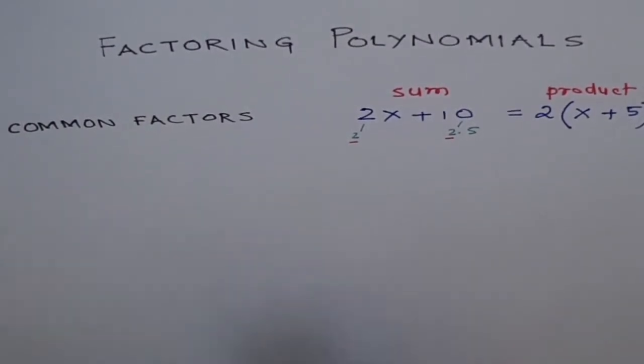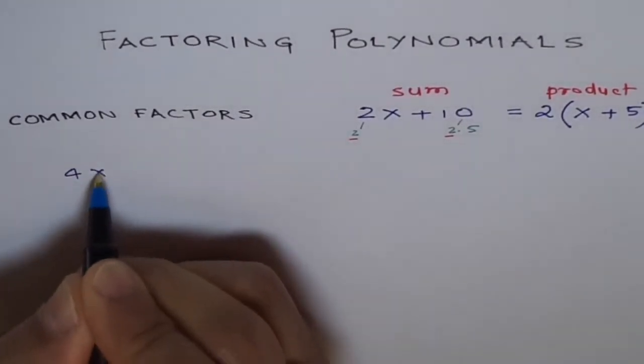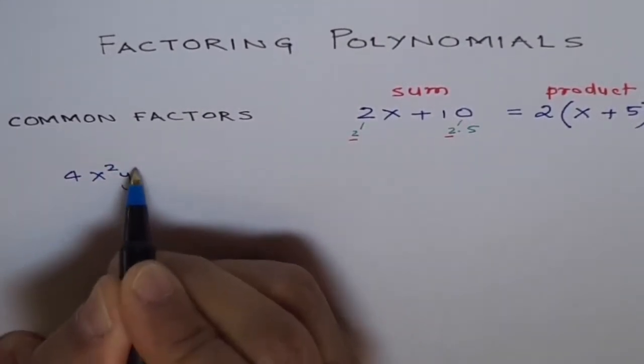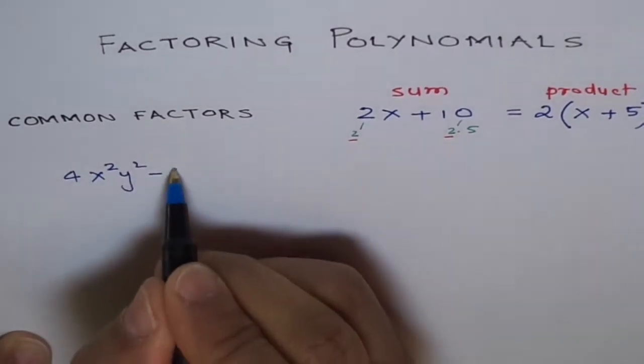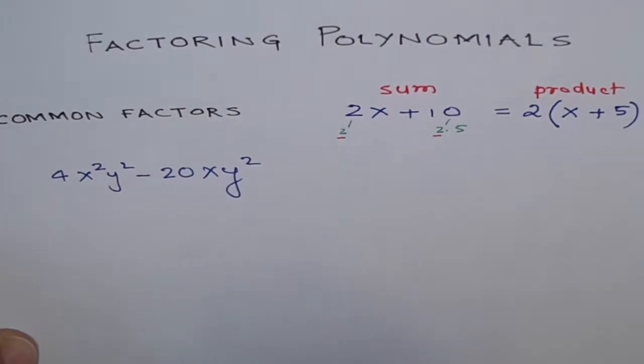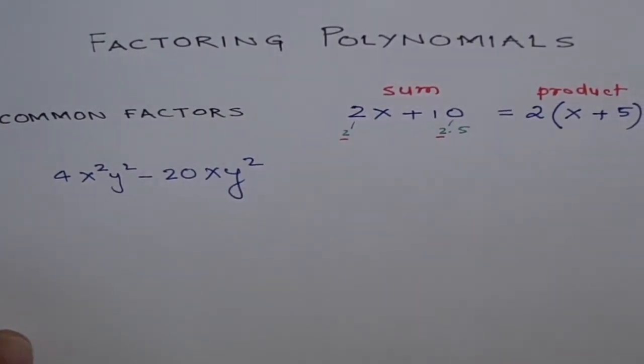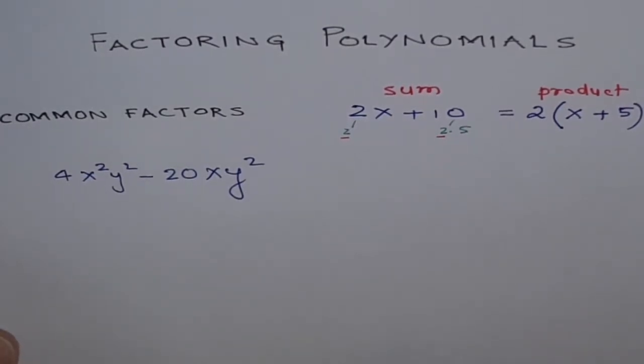process. So let's write an expression like this: 4x square y square minus 20 xy square. Okay, this is again a binomial, correct? You understand? I'm trying to get you these terms, monomial, binomial, polynomial, in your mind. You need to look into my another video for the details for that.